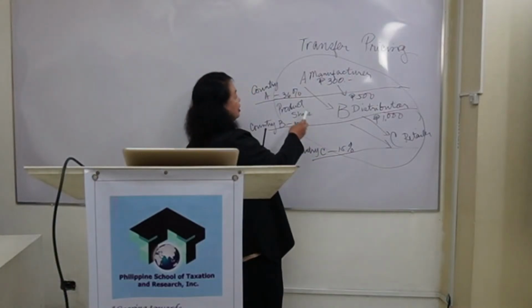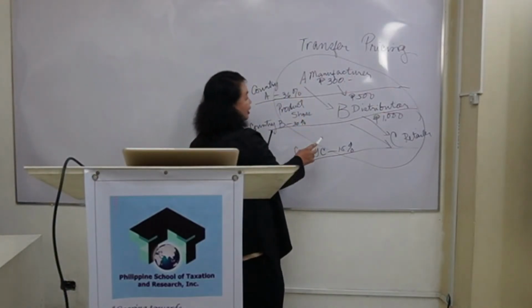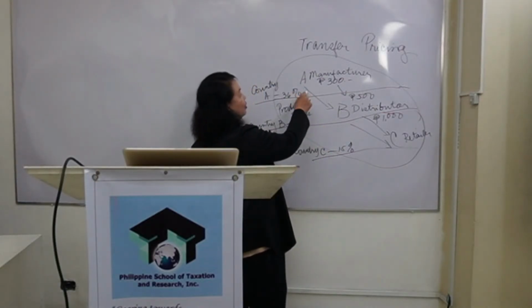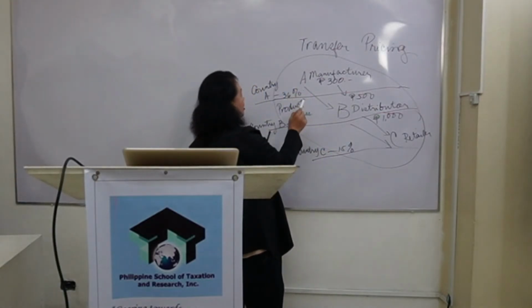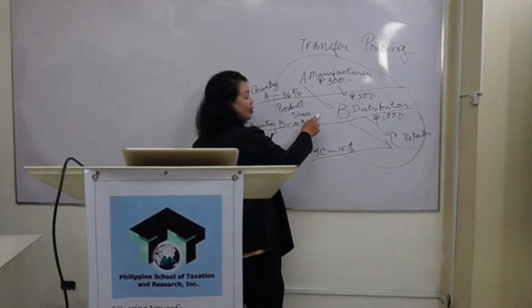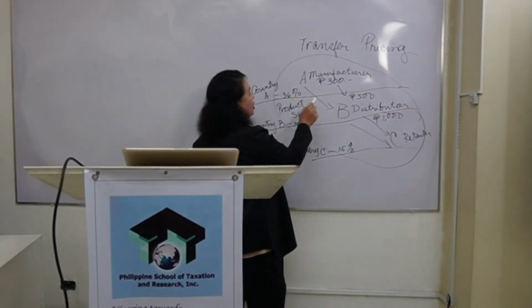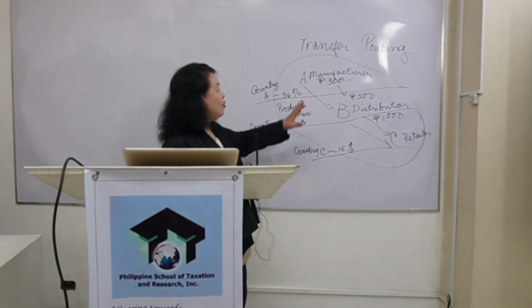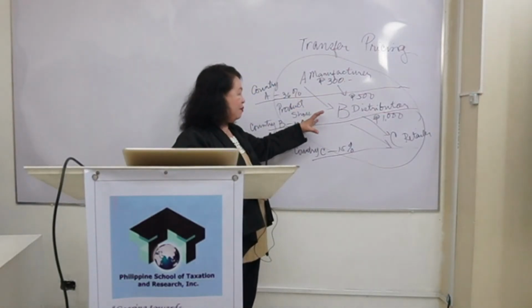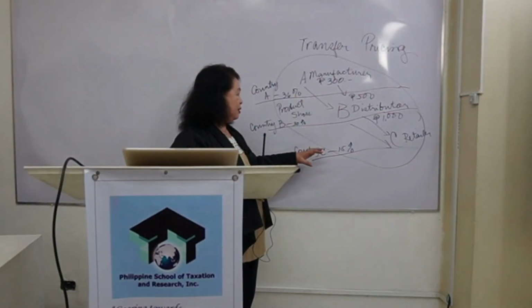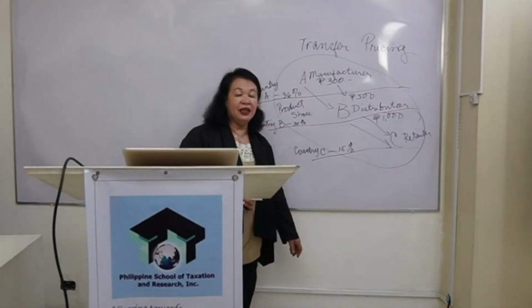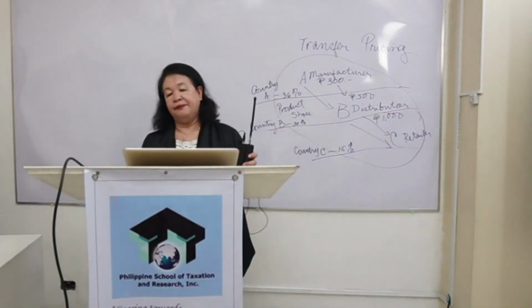So, yung sabi ko na sa inyo kanina, saan niya i-declare yung malaking income? Dito sa country C. So, anong gagawin niya dito sa country A at saka sa country B? Bawasan niya dyan yung income. So, paano niya bawasan? Lakihan niya yung cost, no? So, lalakihan niya yung cost para bawas yung income. Liliitan yung cost dito sa country C para dyan malaki ang income, no? Okay.